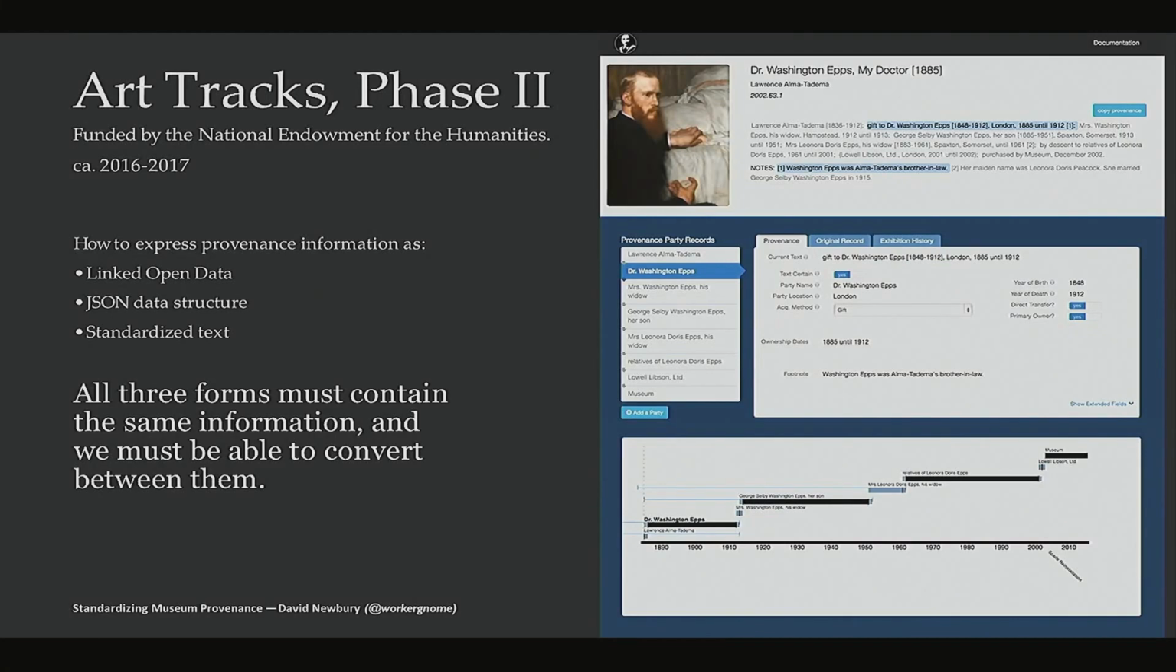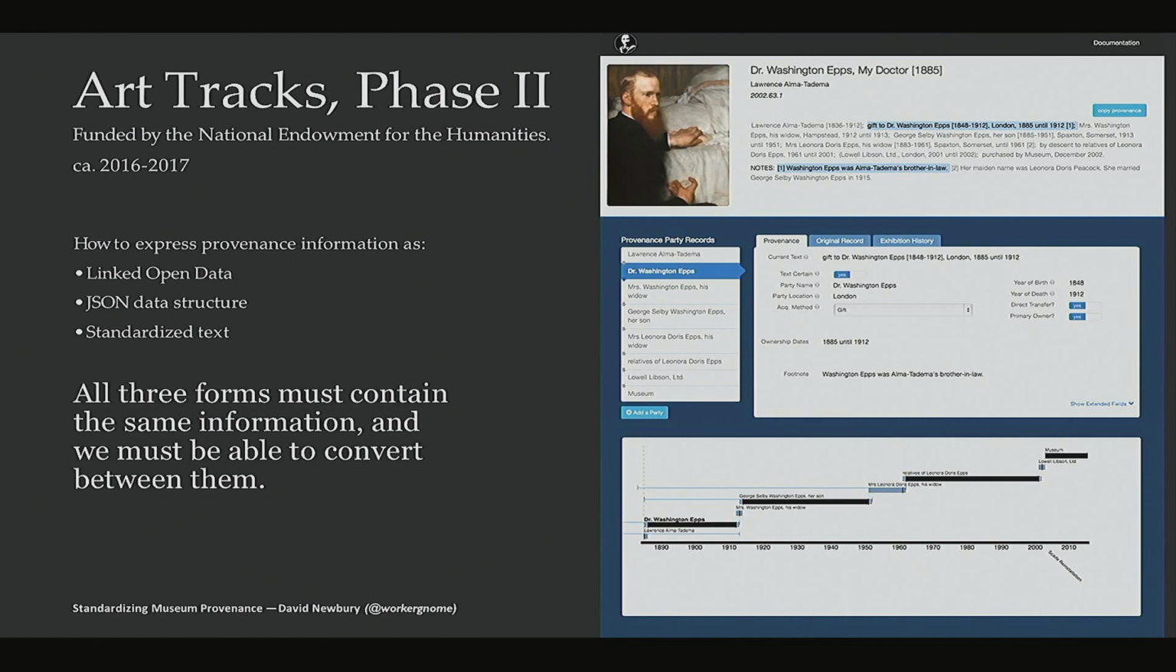And so we are currently in Art Tracks Phase 2. And it is about standardization and formalization of the project that we did previously. Let's figure out how to take this information that we have in the text, add to it the parts that we didn't know how to do 2 years ago.